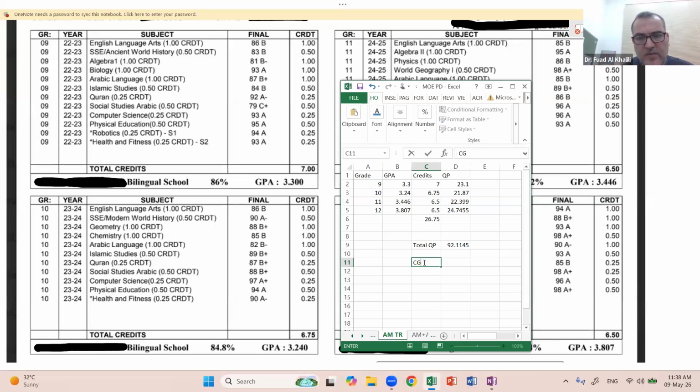Now we have something called cumulative GPA. What is the cumulative GPA in this case? We take the quality points and divide them over the credits, which equals 3.443533. We don't round up, we just take 3 digits: 3.443 as the GPA. Then we have the percentage.